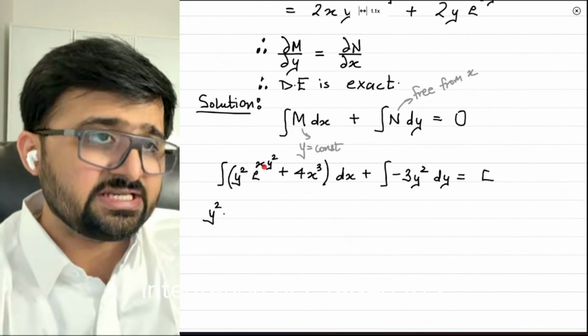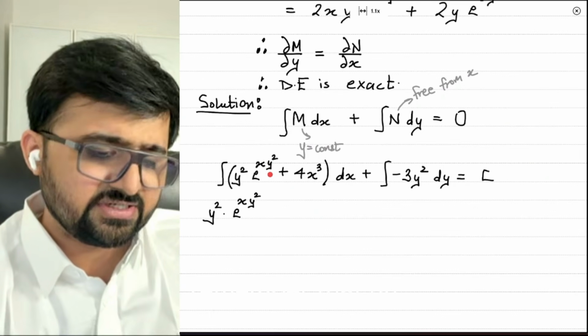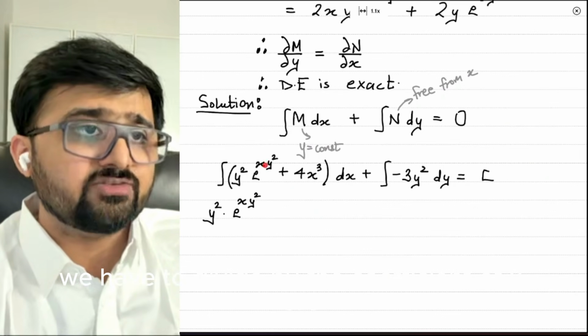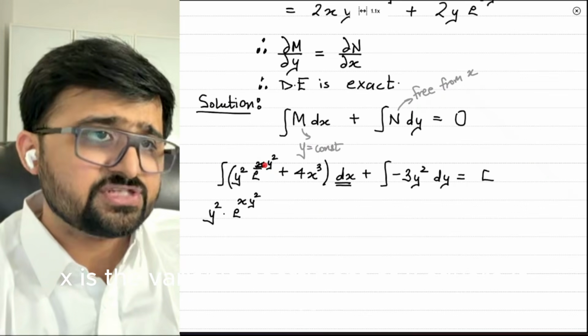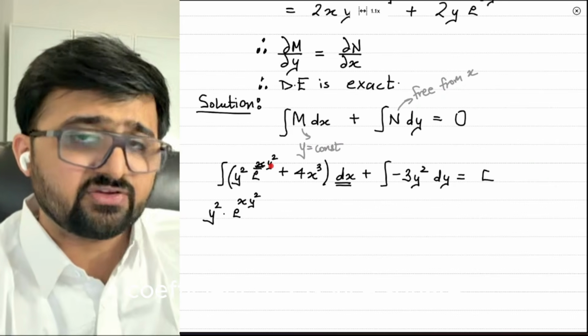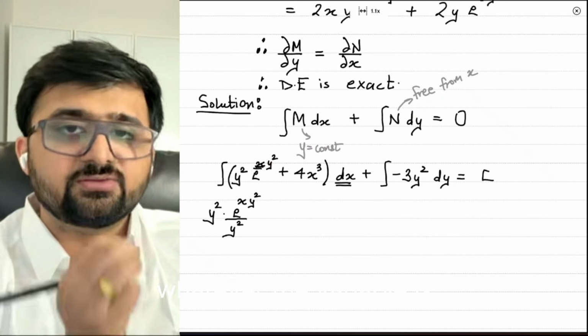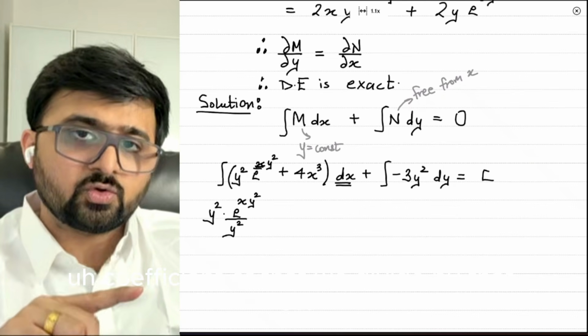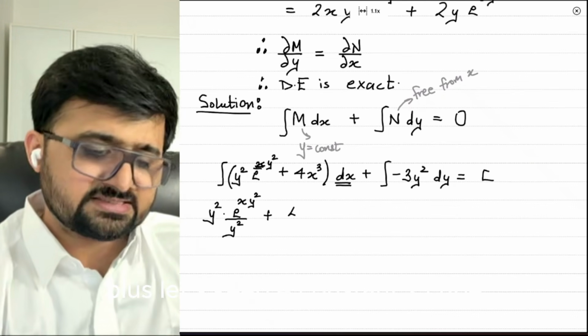Integration of e raised to x y square is e raised to x y square. Remember that we have to divide by the coefficient of x. Here x is the variable, and the coefficient of x is y square. So in integration, we always divide by the coefficient of the variable. Whatever the variable is, we divide by the coefficient of that. Plus, let's keep 4 constant.